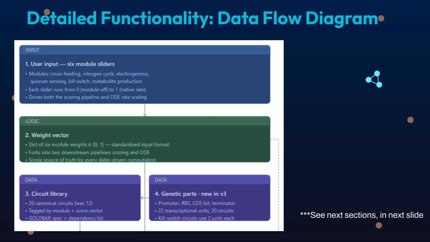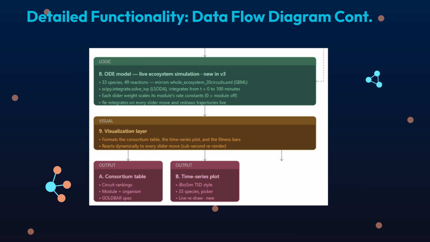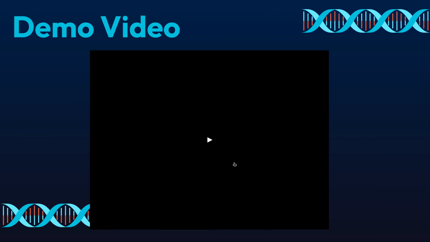So for the user interaction, we had the sliders and this weight vector. We had our predefined genetic parts library and the ODEs. We used the scoring engine to select the consortium, and then we put that into our visualization layer with a consortium table and a time series plot to make it clear to the user how it worked over time. And this is the demo.